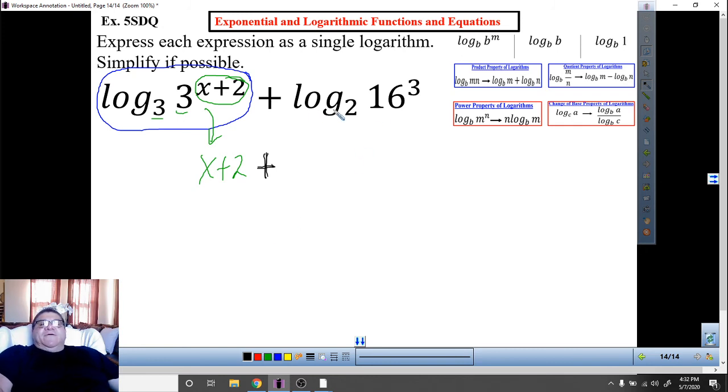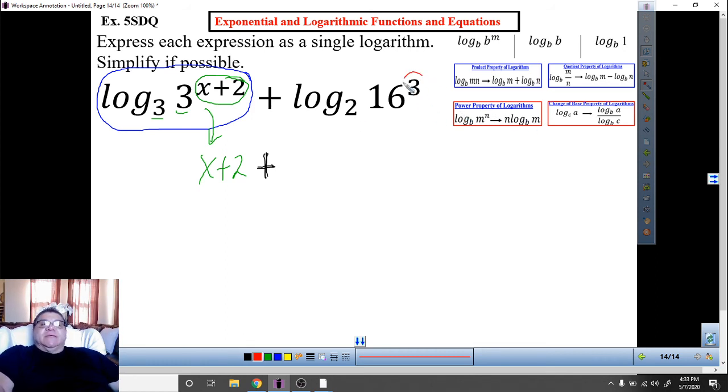All right, now I'm going to focus here. Okay, I'm going to use red. What do you guys notice? We have a base, which is not the same as the given number, but the given number has an exponent. So what property can we use for this? That is correct, the power property.